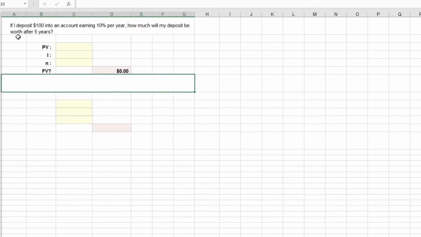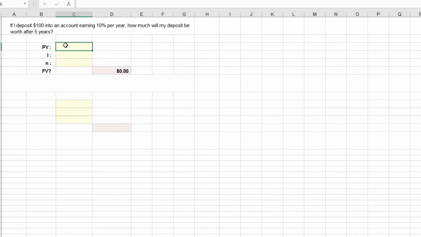All right. So we have a question on here. It says, if I deposit $100 into an account earning 10% per year, how much will my deposit be worth after 5 years? So this question tells you that you're looking for the future value because you're asking how much is my money going to be after 5 years, right? So let's go ahead and type in some numbers here.